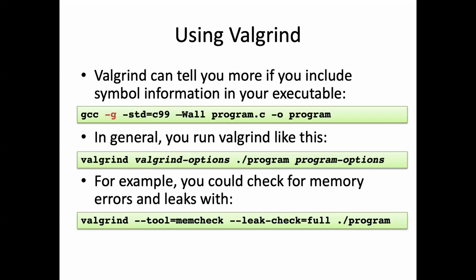So down at the bottom, I've got an example of how you might actually do this. If you had a program called program and you wanted to run it in valgrind, you might say, valgrind, I want you to run this program. And while you're running it, I want you to use the memcheck tool to look for out of bounds access to dynamically allocated arrays and use of uninitialized memory. And at the end, I want you to report any memory that leaked.